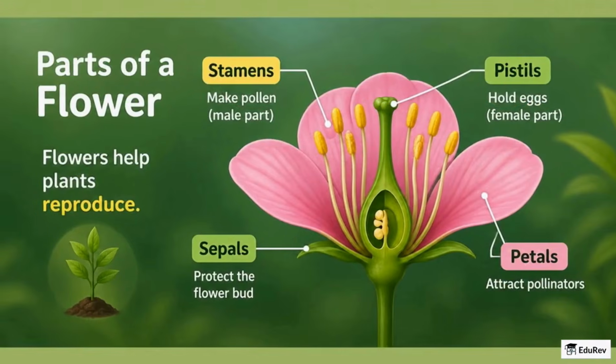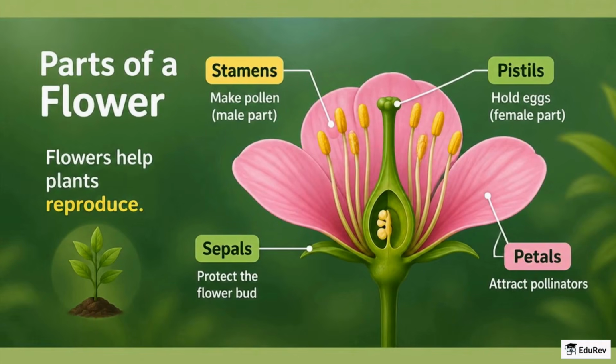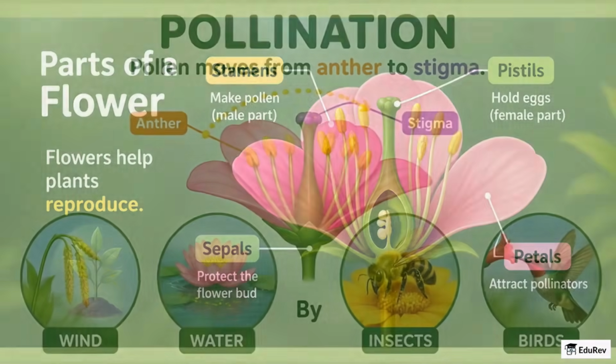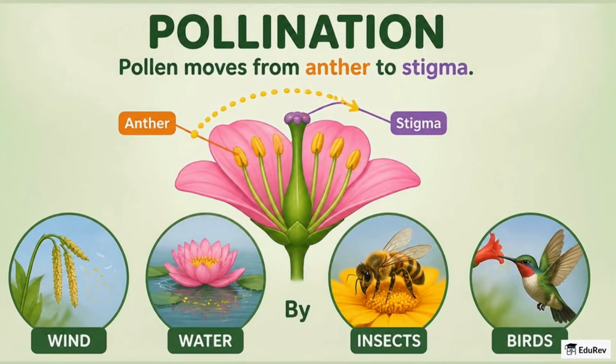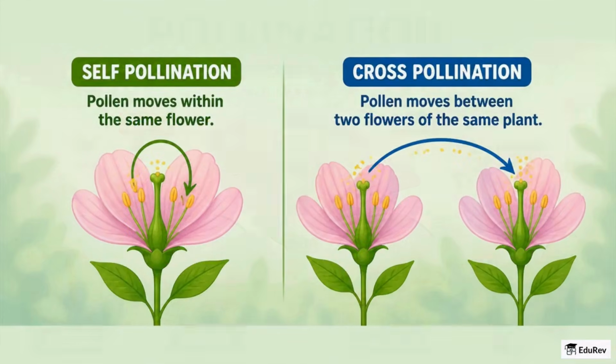Flowering plants use flowers for reproduction, with sepals, petals, stamens that make pollen, and pistils that hold eggs. Pollination moves pollen from anther to stigma and can be by wind, water, insects, or birds. Self-pollination happens on the same plant, while cross-pollination happens between two plants of the same species.